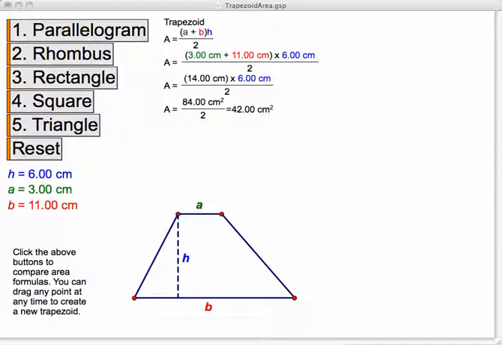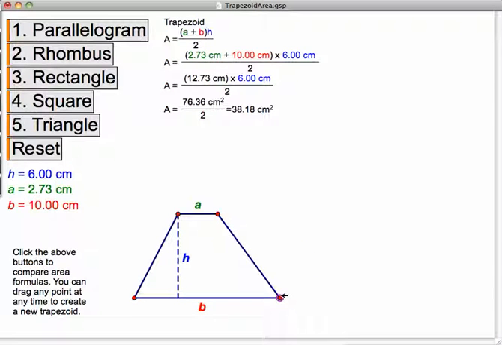So let's start with a parallelogram. Well, let's start with the sketch, actually. The sketch is dynamic, so you can actually change the sides, and it recalculates for your particular trapezoid what the area is in each case. So you can do that, and it recalculates that in real time.